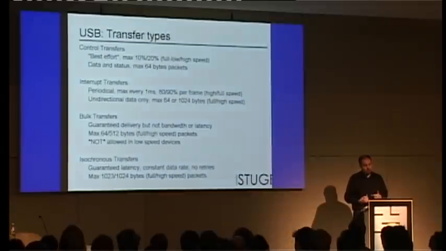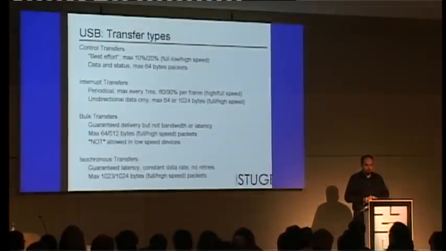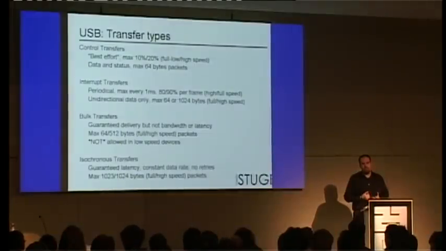Interrupt transfers are just one way. So control was request-response, but an interrupt transfer is always just one way. Then there's bulk, which is just take as much bandwidth as you can, but there's no guarantee that it will arrive in any specific time. So it might take a while. Whereas with interrupt, it's periodical.